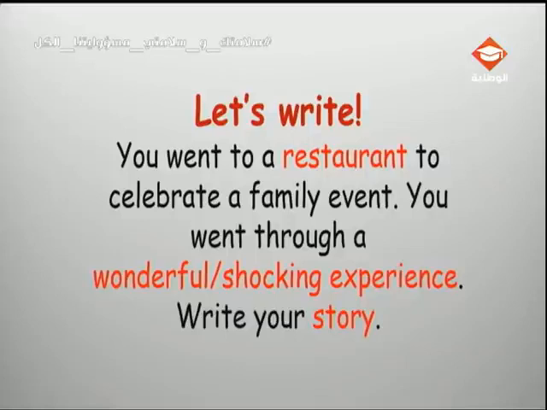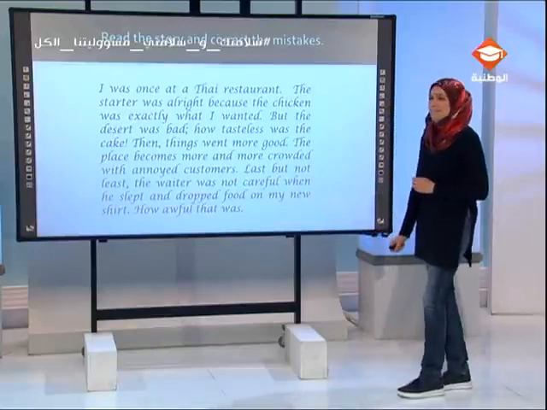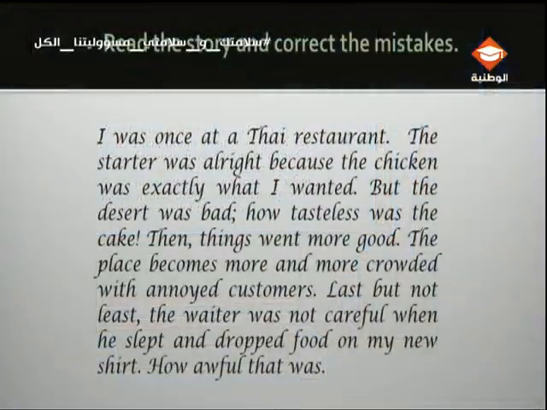Okay? So we must use the simple past to talk about the story. We use linkers maybe and vocabulary about the restaurant environment. Here we are, a sample of a story. I need you please to read it carefully and correct the mistakes. Read and correct the mistakes. You can underline them or highlight them and try to take notes about the correction. Try to do it.